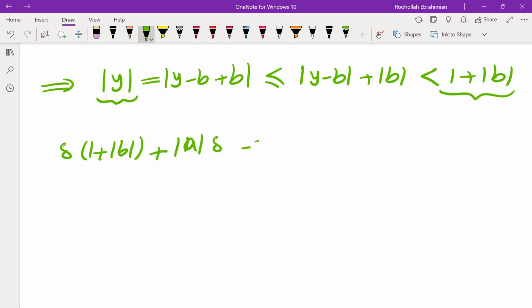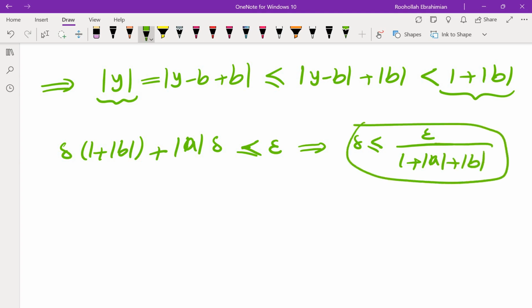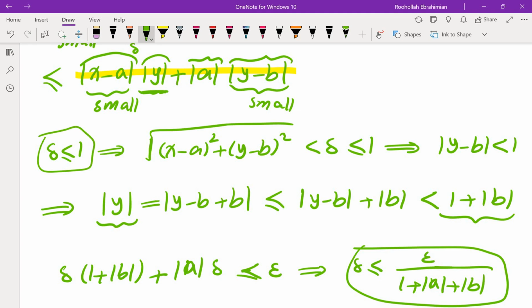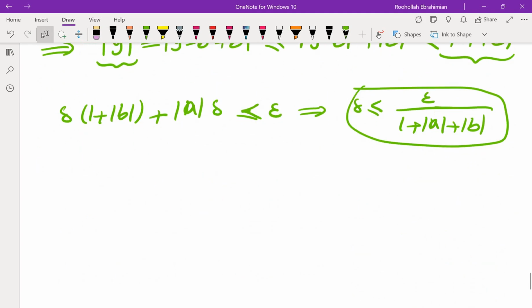So this we want to be less than epsilon. So we'll just take that and rewrite it as delta less than epsilon over 1 plus the absolute value of a plus the absolute value of b. I have this, and I also have delta less than or equal to 1. And then from here, we get delta to be the minimum of those two. So let's get started writing down the solution now.